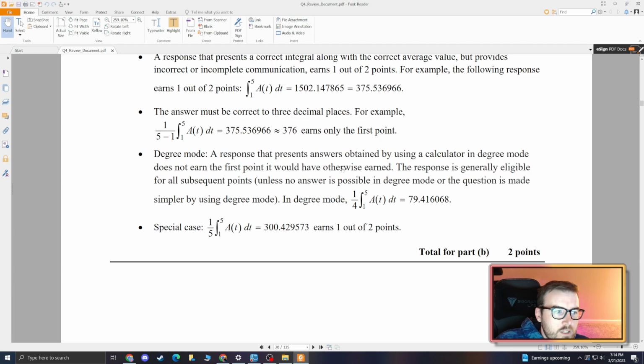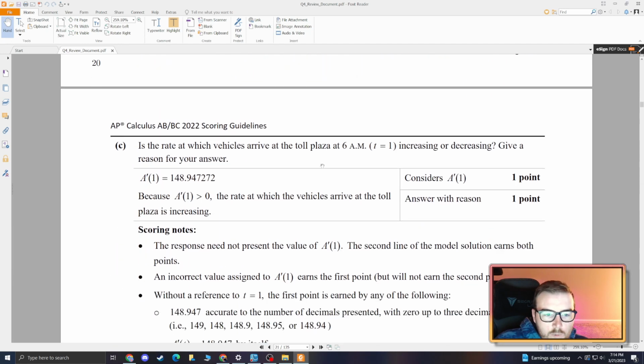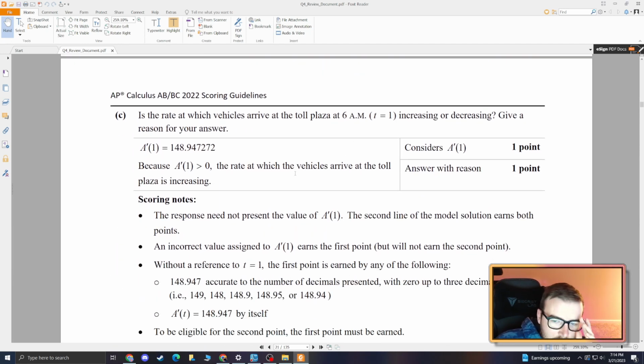Okay, moving on to part C. Hopefully you're feeling somewhat good with the calculator. It's about to get a little hairier with the calculator. So is the rate at which vehicles arrive at the toll plaza at 6 a.m., t equals 1, increasing or decreasing?